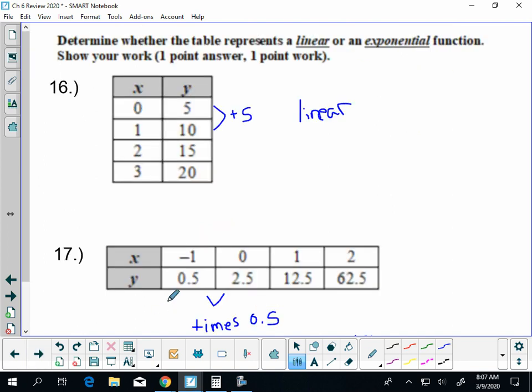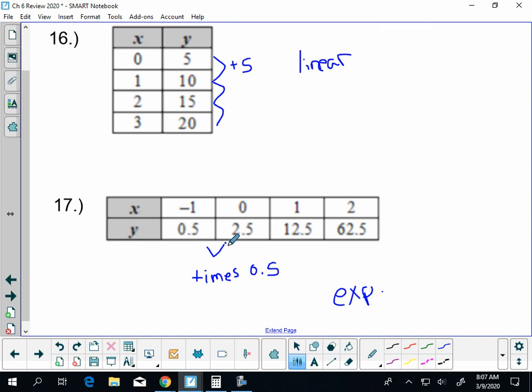All right, number 16, you have to say whether it's linear or exponential. Make sure that you show some sort of work or document your thinking about why. And I did it very minimally here. Probably should have shown each one was going up by 5, so that's linear because it's plus 5. Here, you're multiplying by 0.5, so that is exponential. If you're multiplying, it's exponential. If you're adding or subtracting, it's linear.